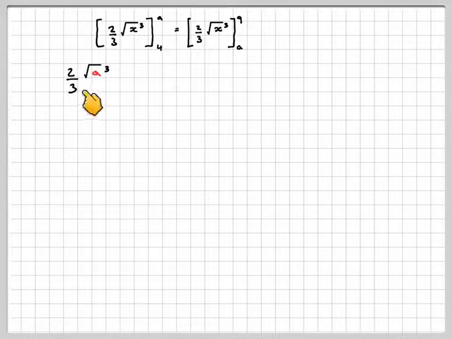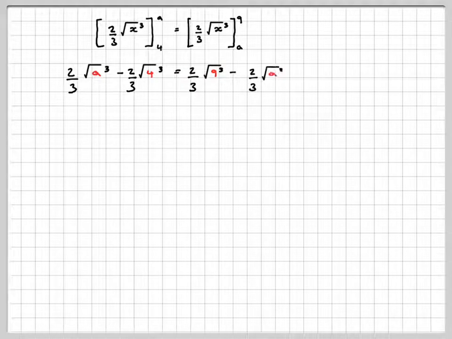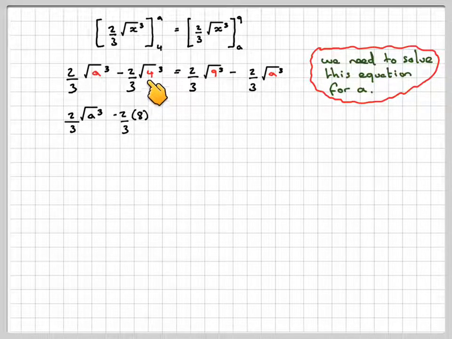Now we'll put in the limits. So we put in A first, so it's 2/3 the square root of A cubed minus 2/3 of the square root of 4 cubed, which must be equal to 2/3 the square root of 9 cubed minus 2/3 of the square root of A cubed. We need to solve this equation for A. Now the square root of 4 is 2, and 2 cubed is 8.